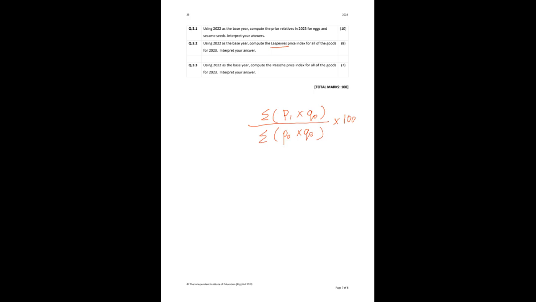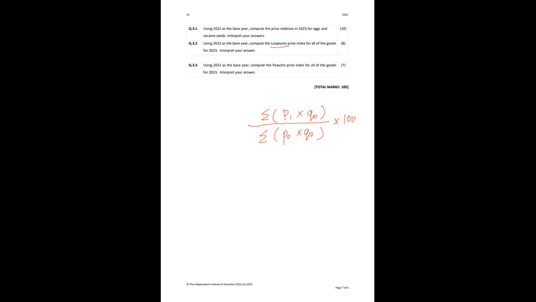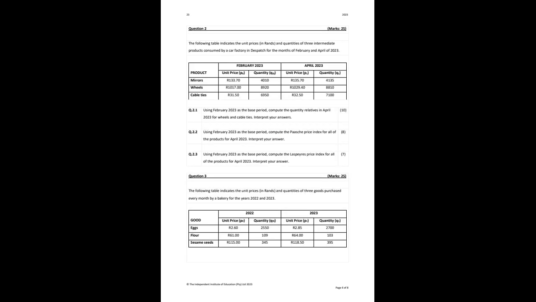Again here, do it as one whole fraction. So P1 times Q0 for each of these are done. So 2.85 times 2550 plus, again all in one numerator, 64 times 109, plus 118.5 times 345. So this is your numerator.